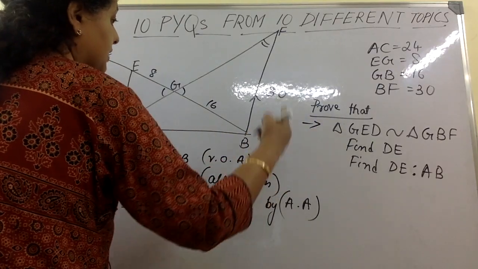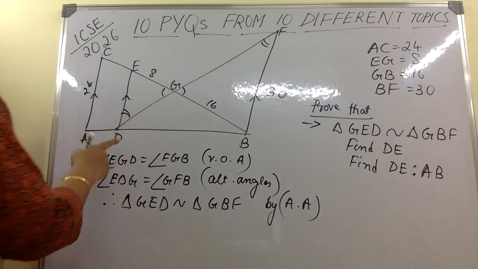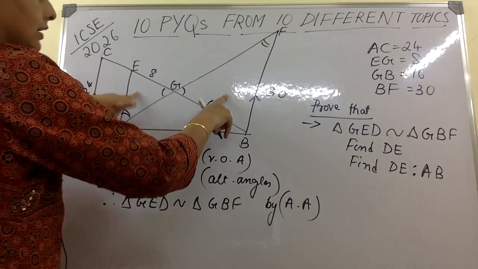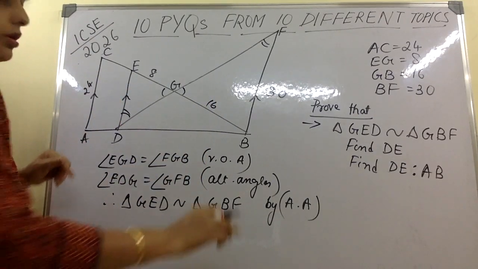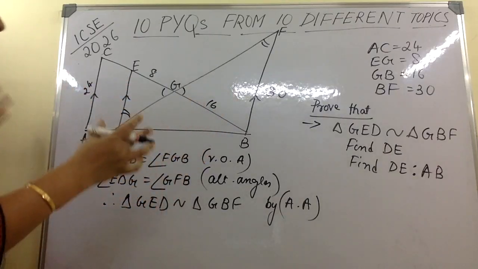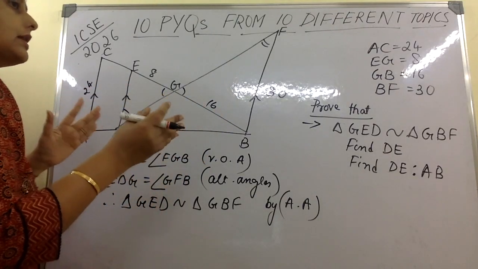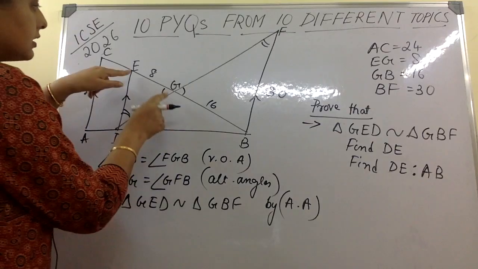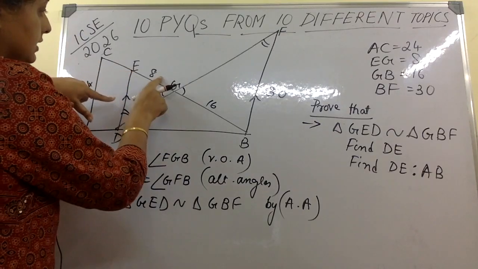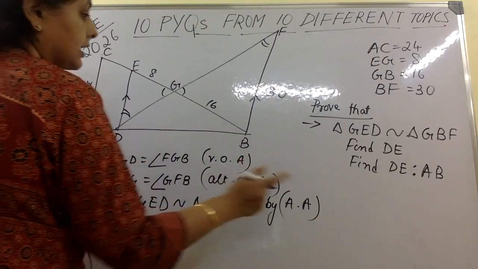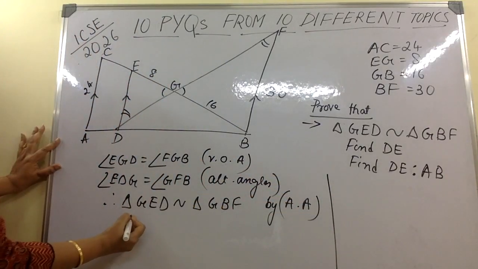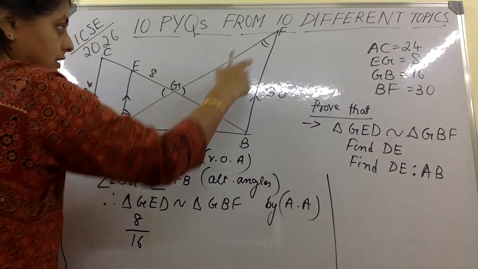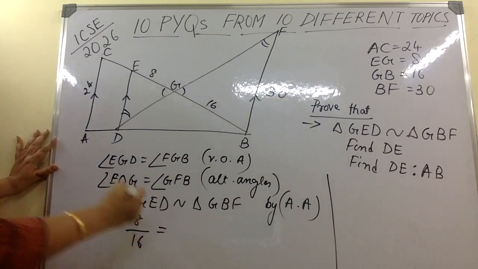We are done with the first part. Let's do the second part, which is find DE. They want us to find this length. How do we find this length? Now already these two triangles are similar, so it is not difficult, because in similar triangles the ratio between corresponding sides is equal. So here this is 8, opposite the equal angle is 16. So if I simply write 8 by 16, opposite this in the smaller one, opposite the same angle in the bigger one, that is corresponding sides.